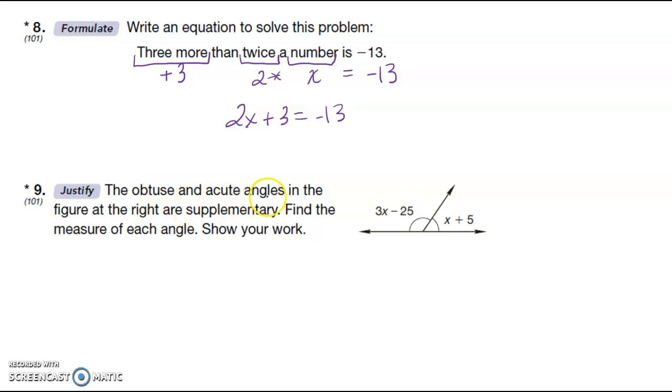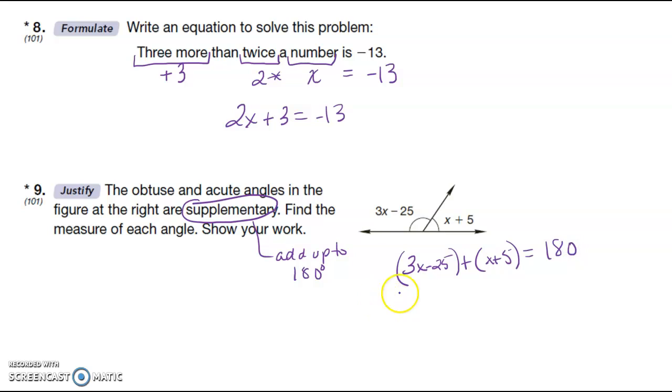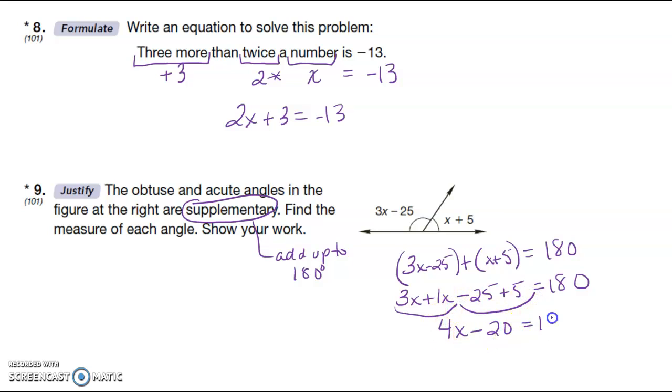All right. Obtuse and acute angles in the figure to the right are supplementary. That means they add up to 180. Find the measure of each angle. So I know that 3x minus 25 plus x plus 5 is equal to 180. So let's combine like terms. I have 3x plus 1x minus 25 plus 5 is equal to 180. So this is 4x minus 20.